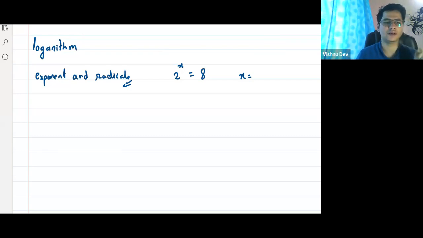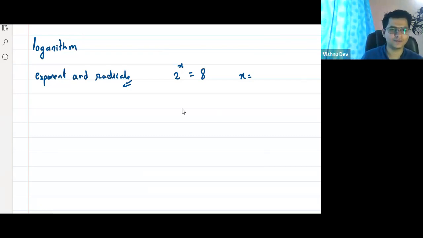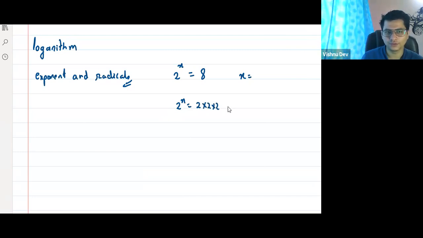If we have 2 to the power x equal to 8, what's the value of x, guys? This can be solved by everyone. Very good. 2 to the power x is equal to 2 into 2 into 2, since 8 can be written like that. So it is 2 to the power 3.